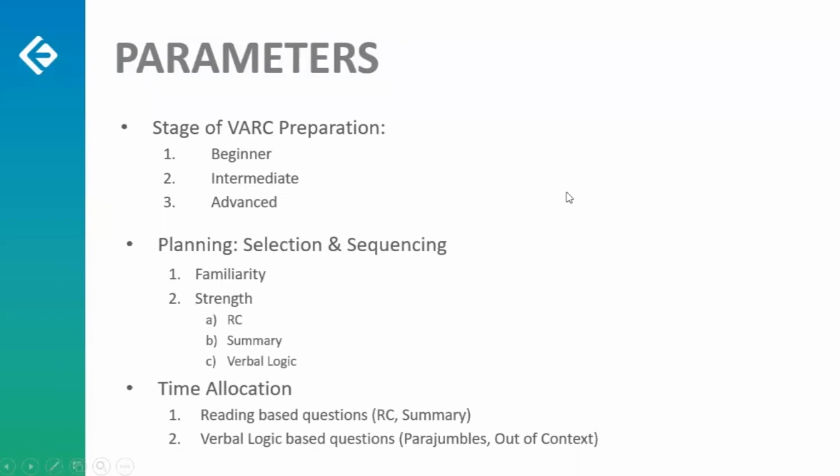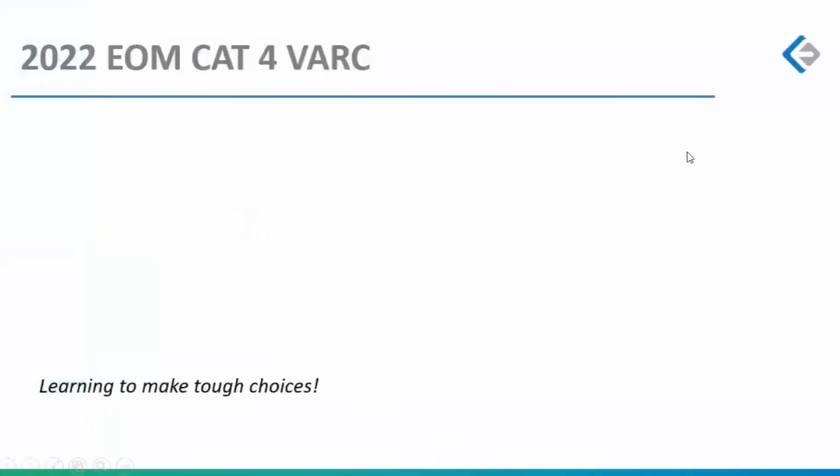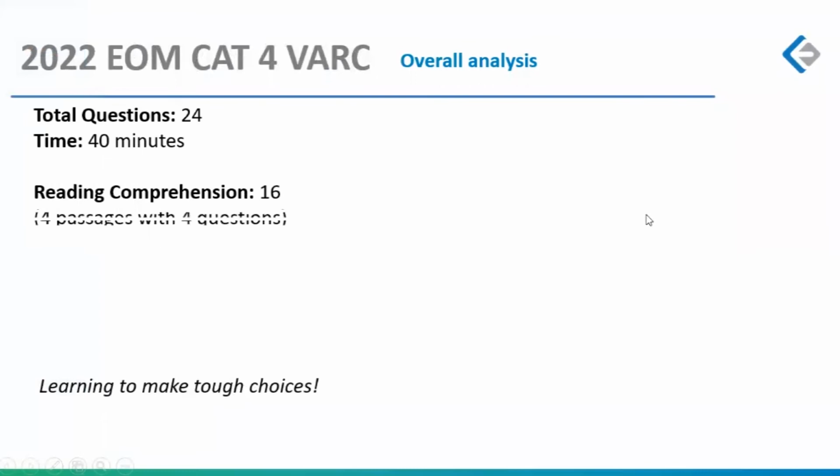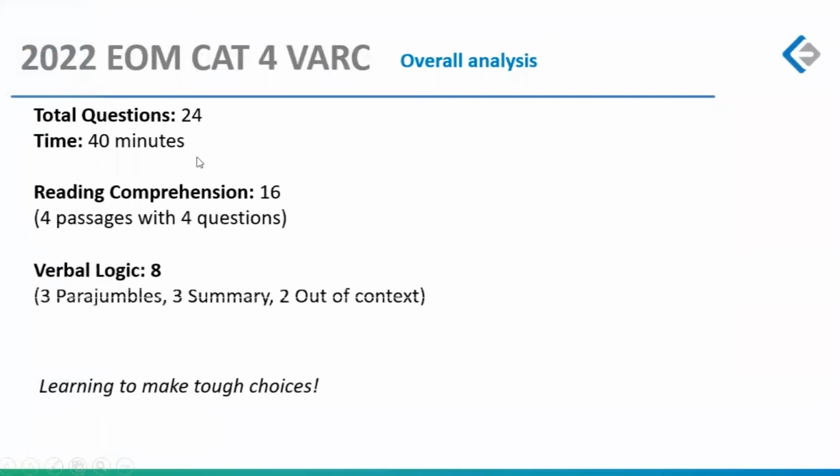So parameters of analysis, this is what we cover as always: time allocation, what should you have done, selection and sequencing. And I start with my overall analysis, which is summarized here: learning to make tough choices. Why tough choices? Let me explain in the upcoming slides. So that's what this is.